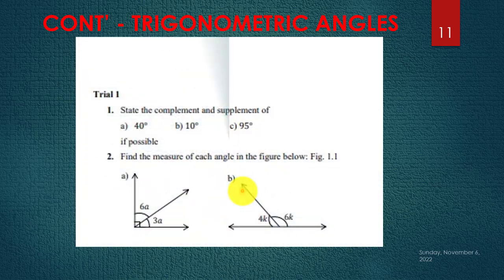So let's consider the trial question on the screen. You can pause the video and try your answer on the trial question 1. The first question says that state the complement and supplement of the following angles. So A, we have 40 degrees, B, we have 10 degrees, and C, 95 degrees. Trial question 2 says that find the measure of each angle in the figure below. You can pause the video and try your answer on these questions.